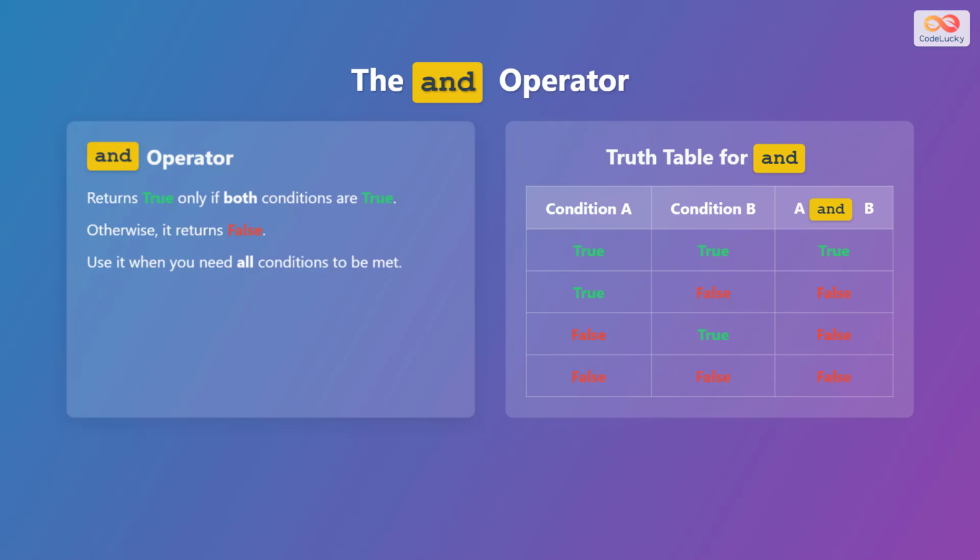Here is a truth table for the AND operator. If condition A is true and condition B is also true, then A and B is true. If condition A is true but condition B is false, then A and B is false. If condition A is false and condition B is true, then A and B is false. And finally, if condition A is false and condition B is false, then A and B is false.